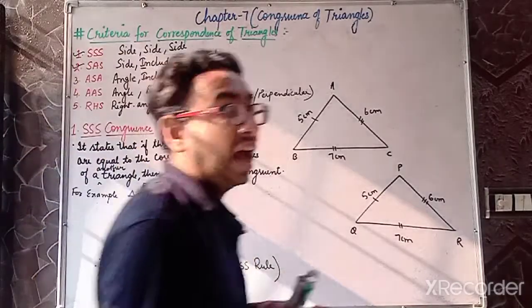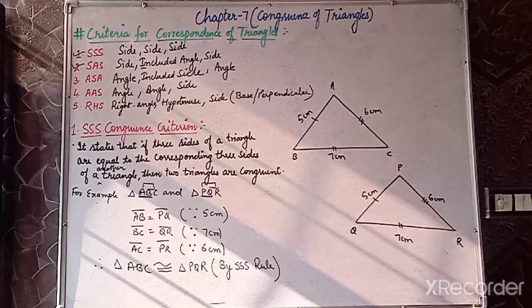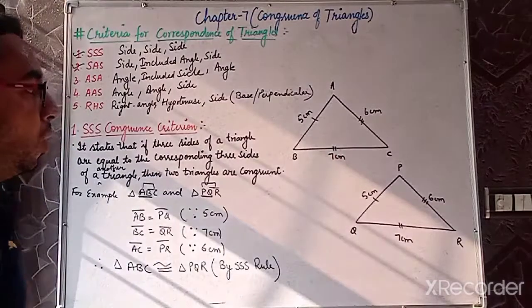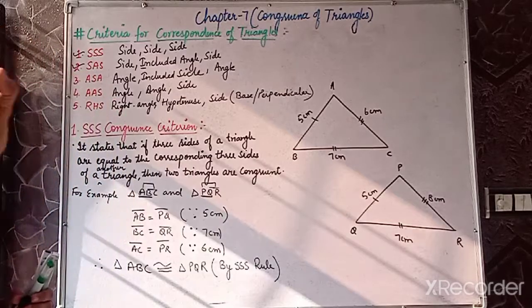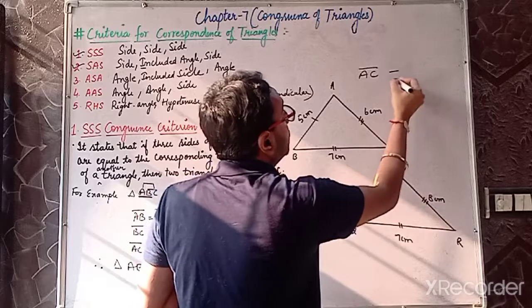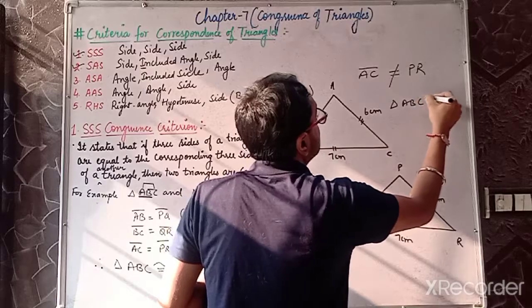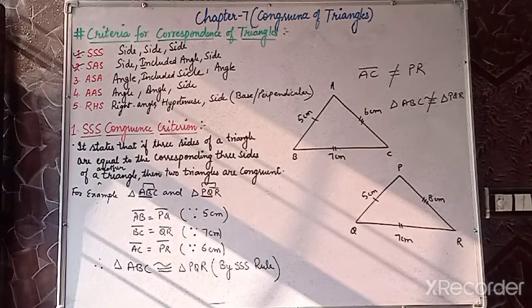Both are correct. Have you understood this? So why are these two triangles congruent? Because they are following the rule of SSS. What do you mean by SSS? Three sides of a triangle are equal to the corresponding three sides of another triangle. Now, if I write 8 here, are they congruent? No, they are not congruent because the AC side, which corresponds to PR, is not equal to it. Therefore, triangle ABC is not congruent to triangle PQR because all the sides are not equal. I hope I am clear with this.